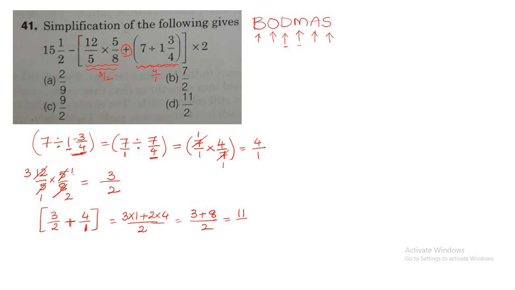This gives me 11 divided by 2. So this whole value is 11 by 2. Next, after that, brackets completed. Next, followed by the things. So 15 1 by 2.